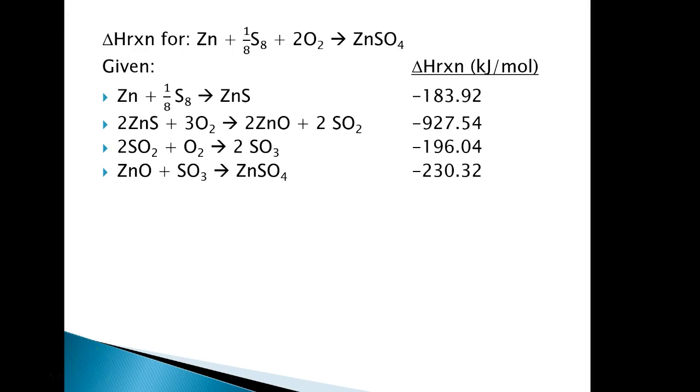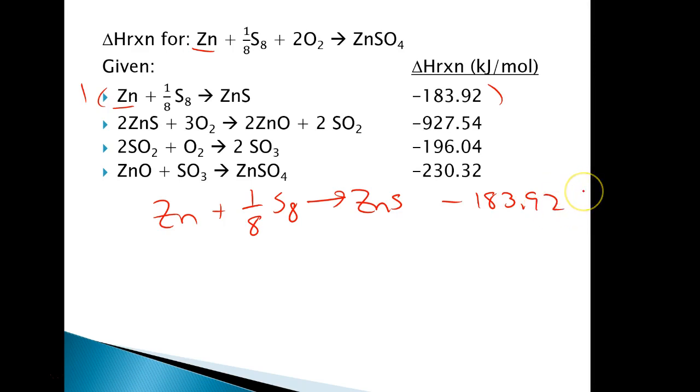Another elimination one. This one's a little confusing, but it's not too bad. So Zn, they match. Okay. And I'm just going to rewrite it. Zn plus 1/8 S8 goes to ZnS, and it's -183.92. Why I have all these decimals, I'll never know. I should change those, because whatever, fine. All right, so that's done.